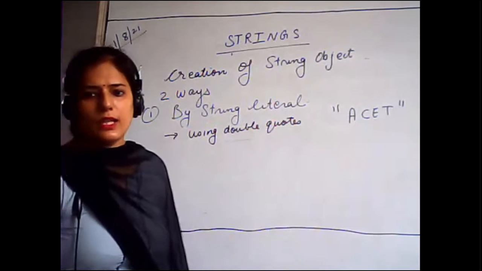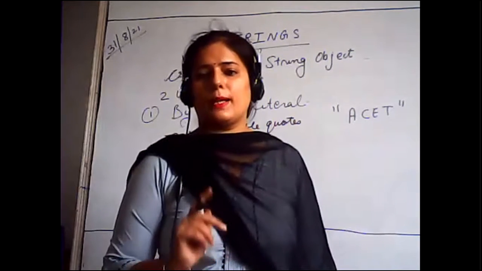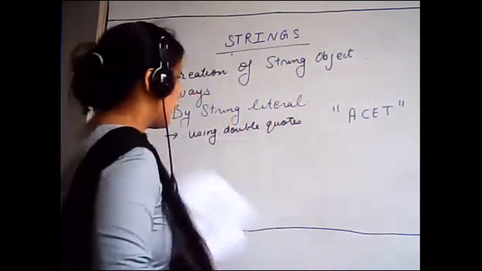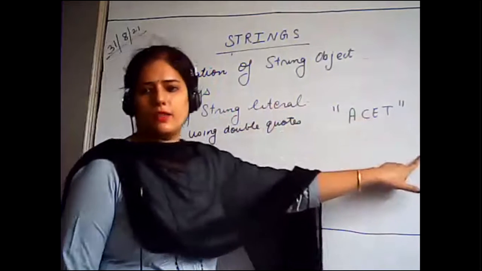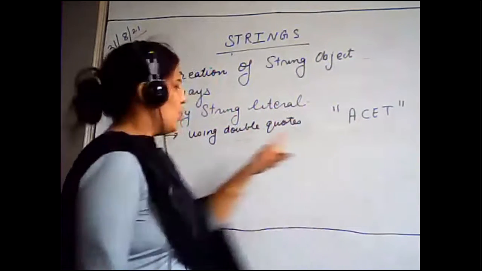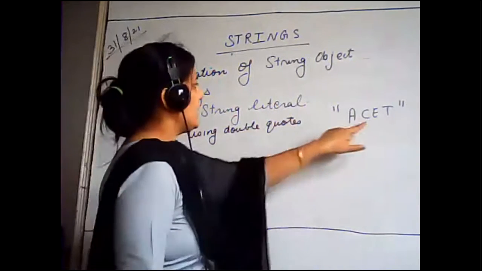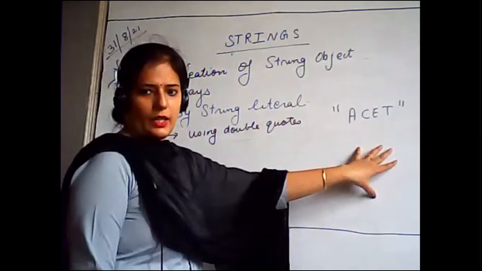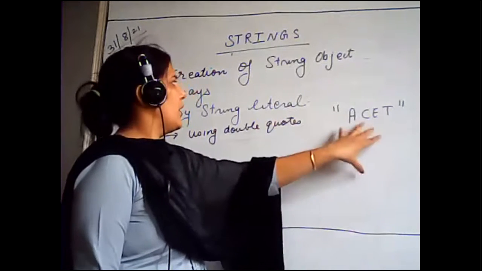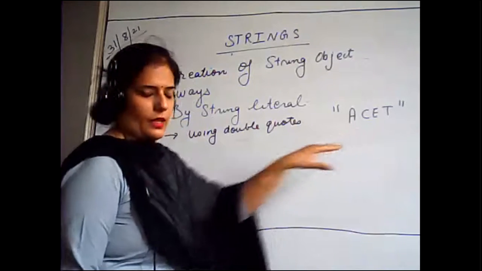So by using the double quotes, that means we are representing that particular string here. By which method? That is the string literal. Clear? So using double quotes, we can represent a particular string. We can create a string object here, and this particular method is known as a string literal.